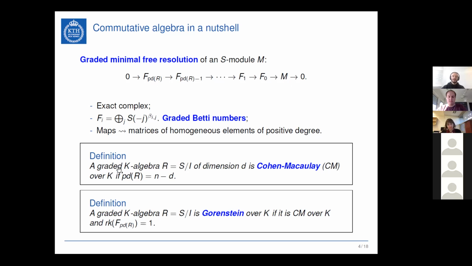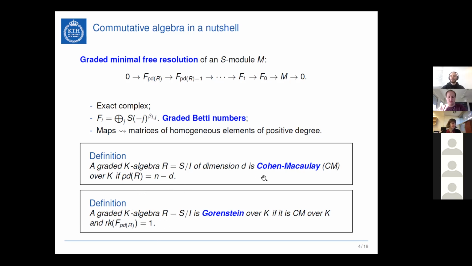So we are saying that an algebra is Cohen-Macaulay if this length is actually equal to the number of variables in the polynomial ring S minus the Krull dimension. This is actually the shortest that a graded minimal free resolution of an S module can be, of Krull dimension D.